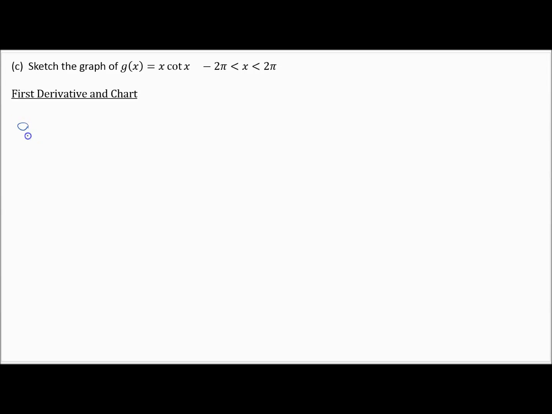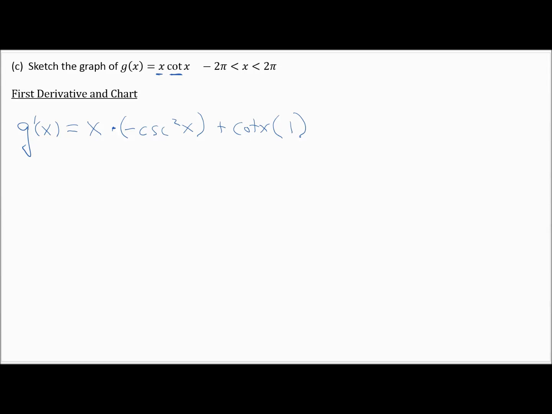So here I go, g prime of x. Okay, so I need to take the derivative. This is a product rule, folks. So I've got first, second. So I take the first. Now, what's the derivative of cotangent of x? That's negative cosecant squared of x, right? Remember, all the co-derivatives are negative, so negative cosecant squared of x. So that's first over the second, plus the second, which is cotangent of x, times the derivative of the first. So the derivative of x is just 1.